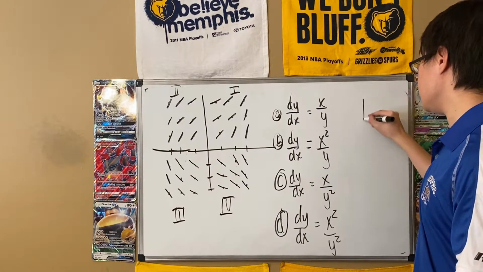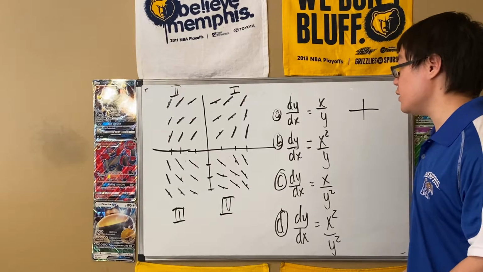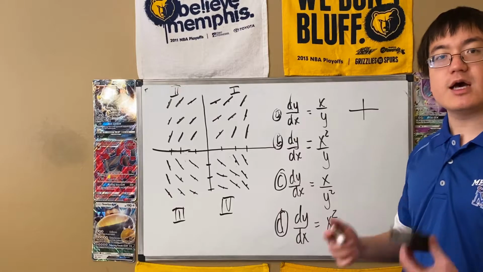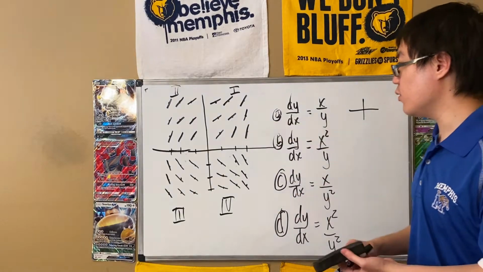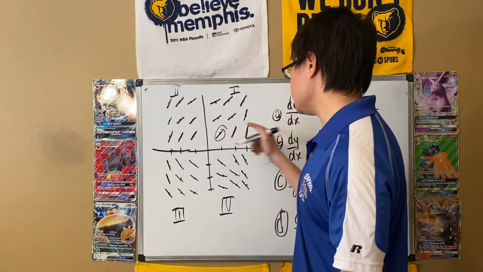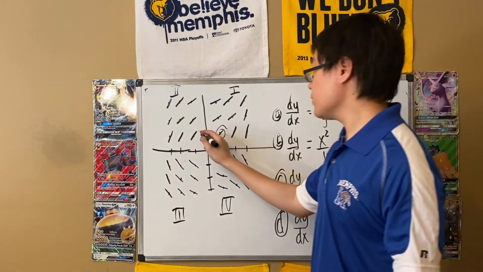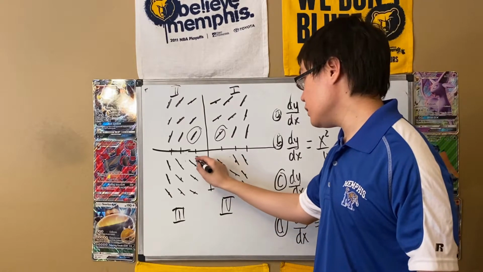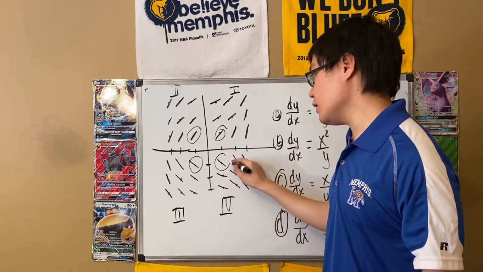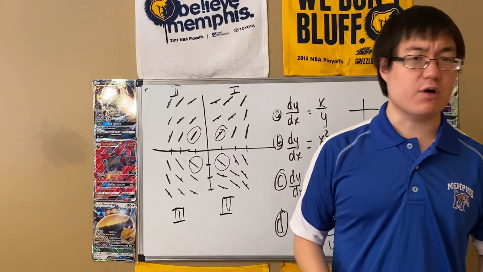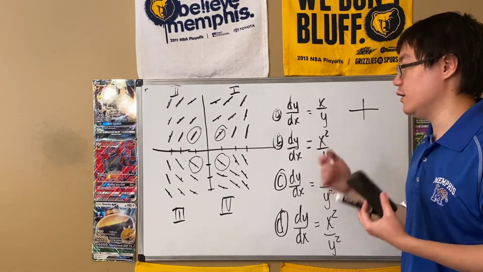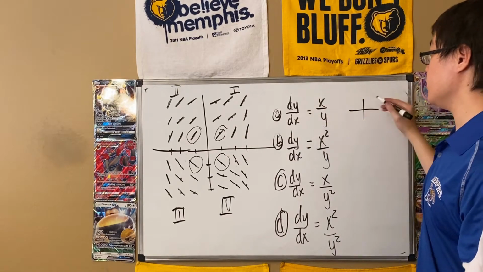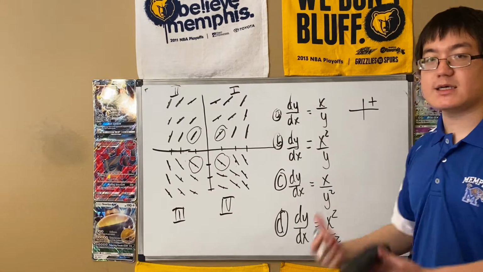So let's take this one right here, for example, x over y. When you're doing this, you can plug in any single point within the quadrant. I'm going to plug in the point 1, 1 to represent the first quadrant. Then I'm going to plug in this point right here, which is negative 1, 1. And then I'm going to plug in this final point for the fourth quadrant, which is 1, negative 1, into each of these. For example, when you plug in 1, 1 into this right here, you're going to get something positive. So I'm going to write positive there.